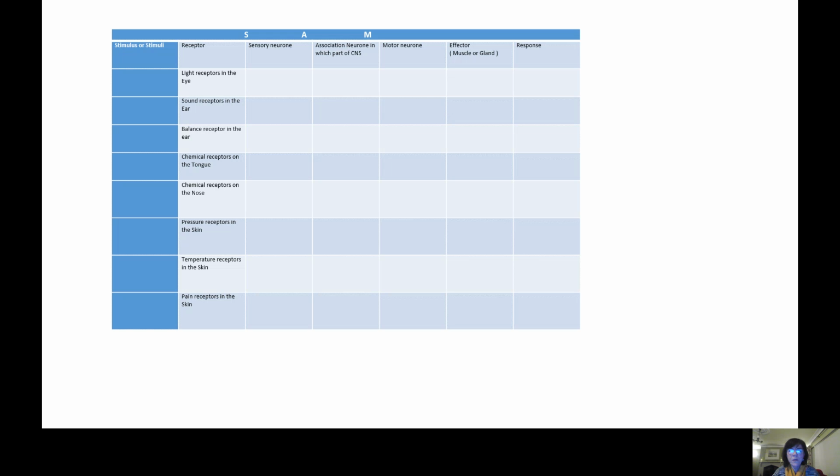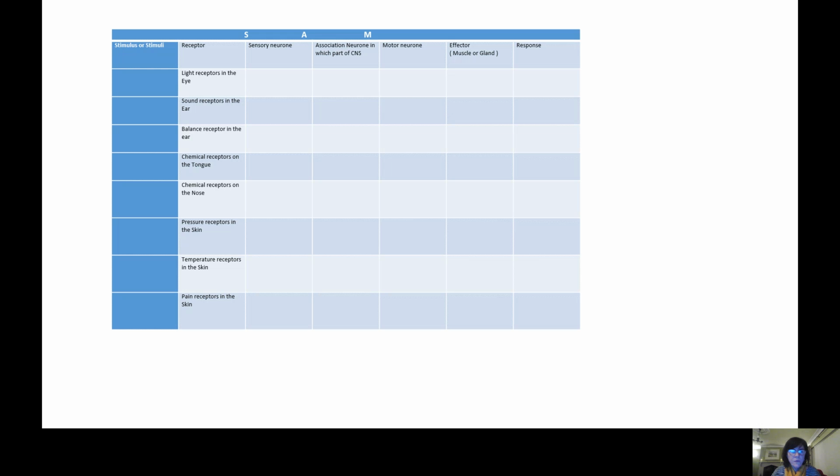Now you'll have noticed in here, along here, sensory neuron, association neuron, motor neuron is going to be the same for the middle three all the time. That's always the same. That reflex arc is what we need you to learn. Sensory neuron, association neuron, motor neuron.